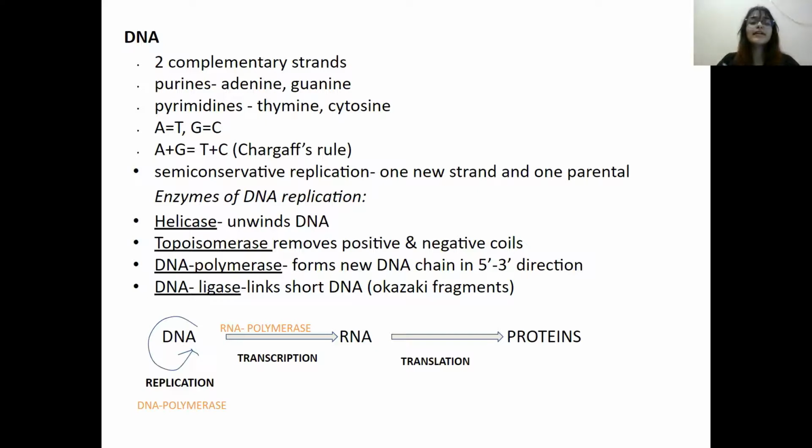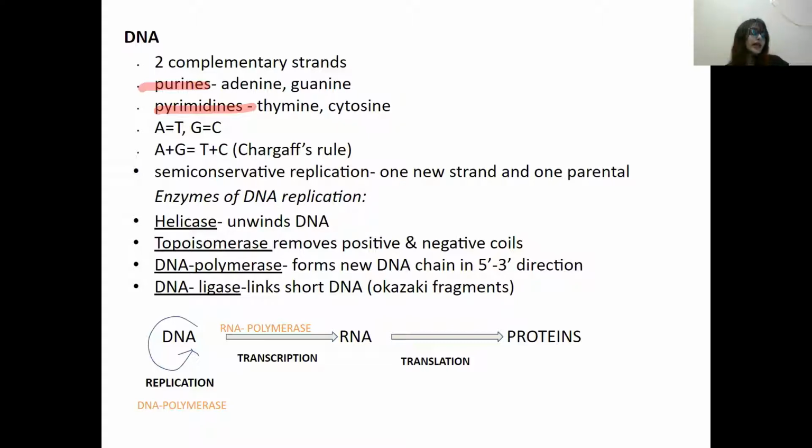So let's talk a little more about DNA. DNA consists of two complementary strands in opposite directions. That is, one is from 5 prime to 3 prime, the other will be 3 prime to 5 prime. It consists of various nucleotides. There are purines and pyrimidines. The purines are adenine and guanine, and pyrimidines are thymine and cytosine. The total number of purines will always be equal to the total number of pyrimidines. This is Chargaff's rule. It may be asked in Krok.